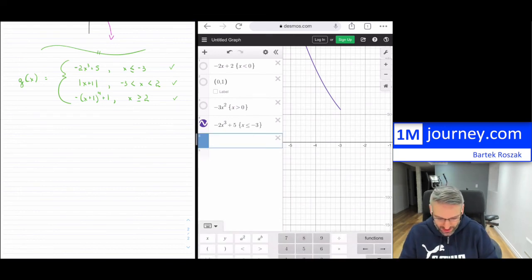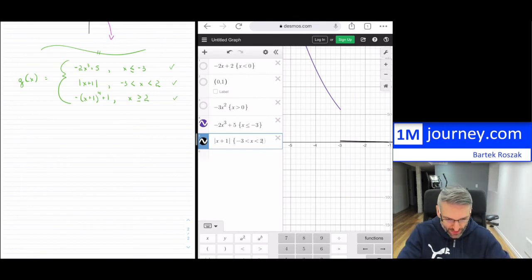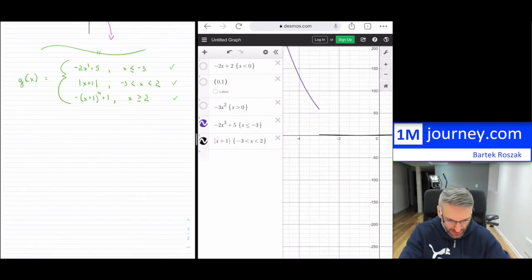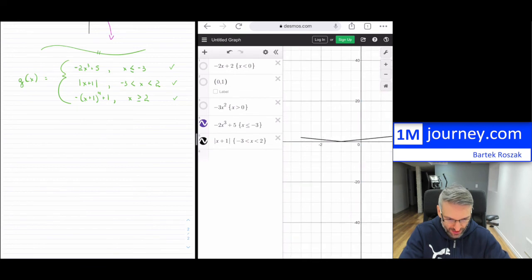Now our second one is supposed to be an absolute value, so the absolute value of x plus 1, but it is between negative 3 and 2. Sorry, I can't put a comma there because Desmos doesn't like that, so we have to put it in brackets. So now notice this will be my second piece.